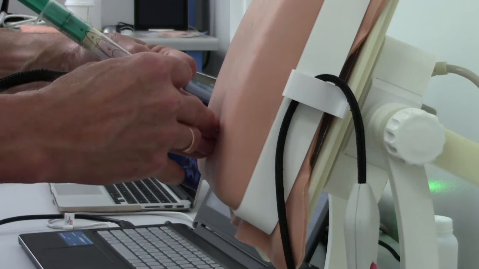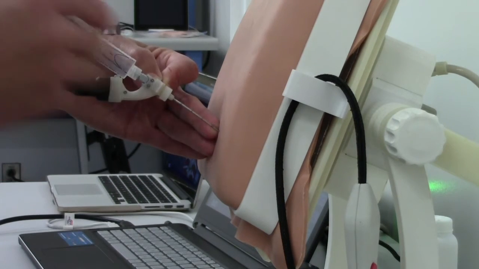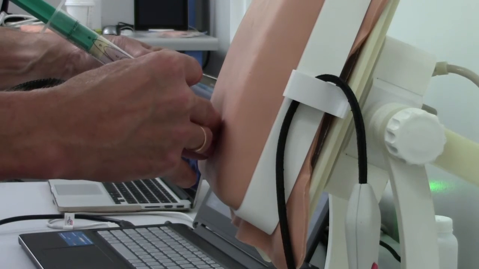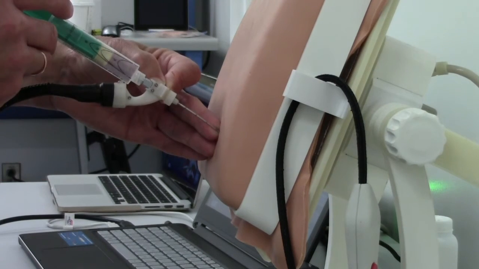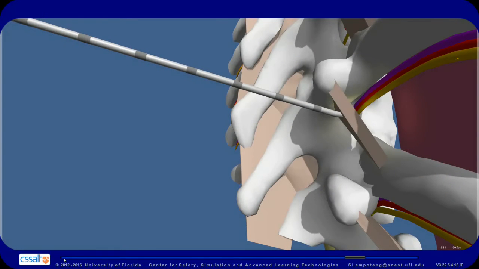We split secondary advancement into 3 increments, 2, 2, and 1 millimeter, while checking for a loss of resistance after each increment. This is an inside view of secondary advancement.